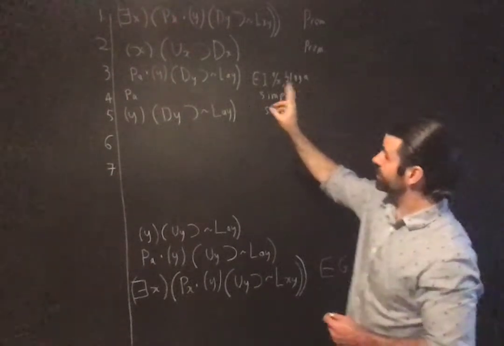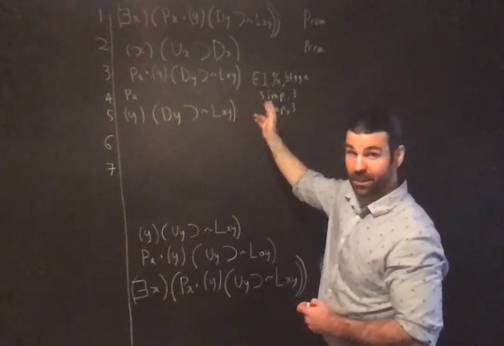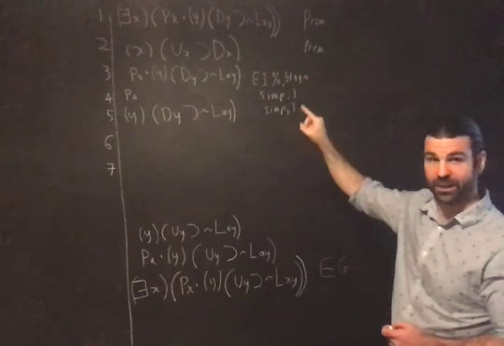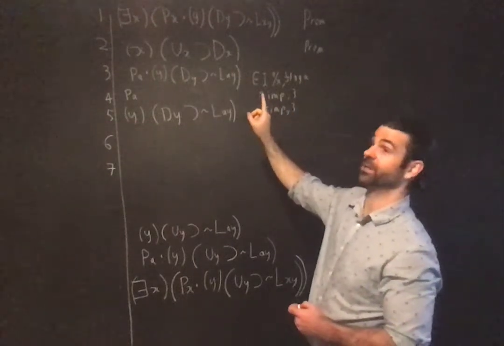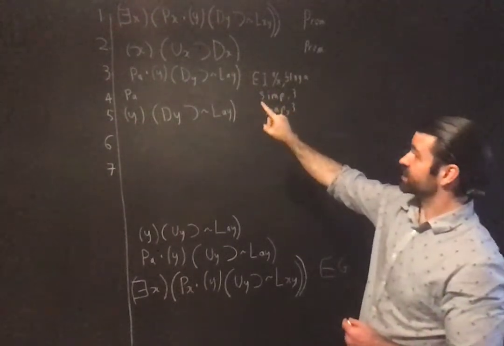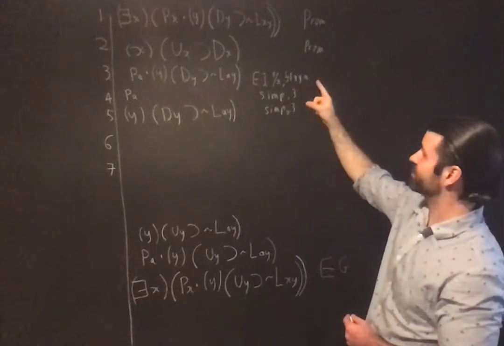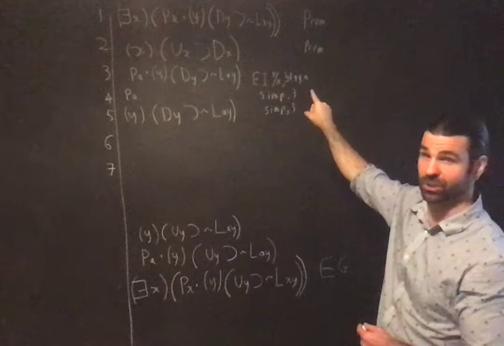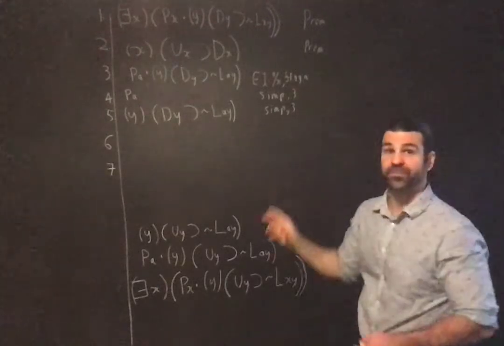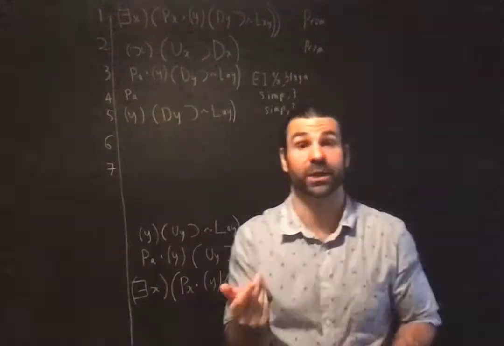Okay, so this is what it is. So what does the first statement say? I'm going to EI from 1, existentially instantiate 1. There exists an X such that both X is a person, and for all Y, if Y is a dog, then X does not like Y. Okay, so that's true of some one individual.